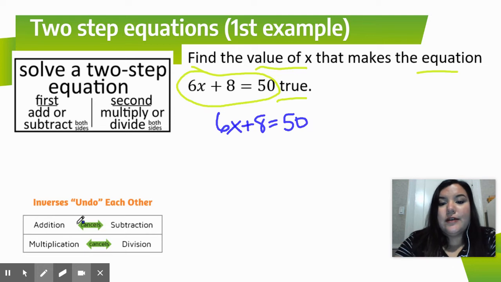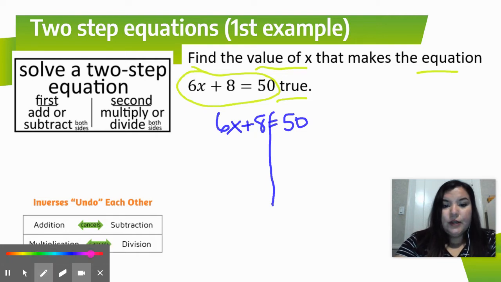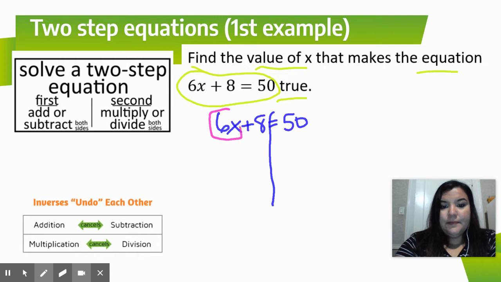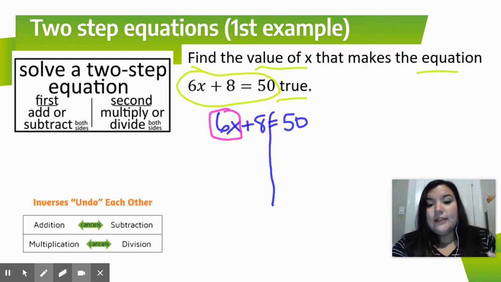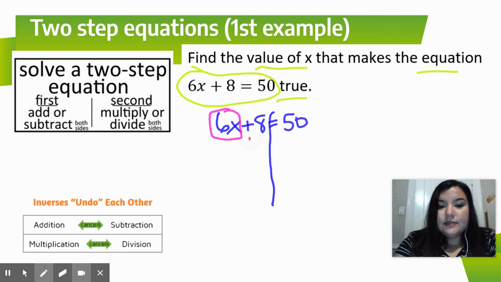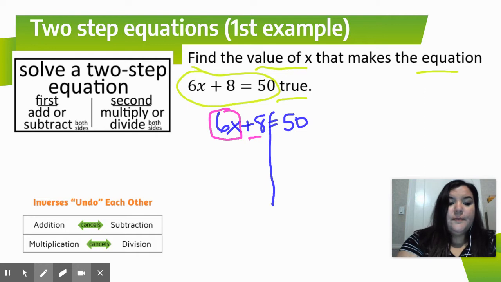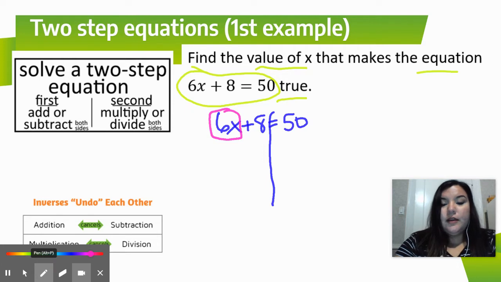First thing we're going to do is draw a line straight down the equal sign. I want to get that x alone, so I am going to draw a box around 6x, because that's my target. That's what has the x, so it's a 6x. That's what I want by itself. If I look at the left side, I have that plus 8 right there. That is pretty much in the way of having that 6x by itself. So what am I going to do with that? I'm going to move it out of the way.